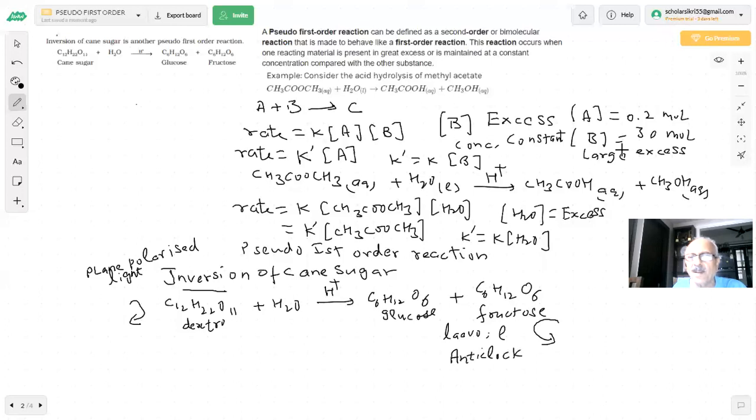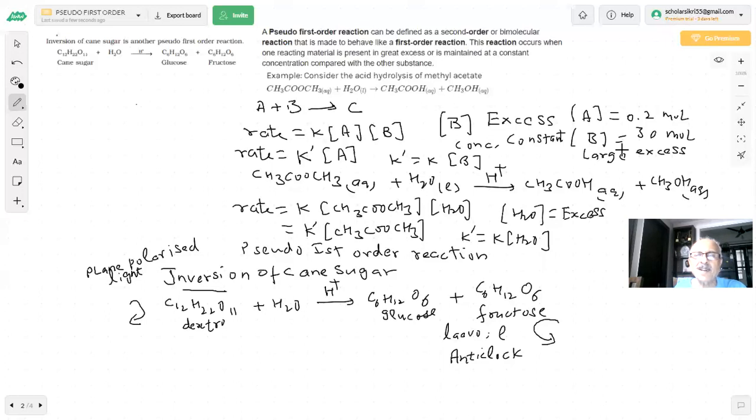Anti-clockwise, which is plane polarized light. So there is an inversion of the configuration. Why? Because the specific rotation of this is having some value. This is dextro, but this is levo. The value of this is more than this, around 92, and this is 60. So the overall change is from dextro to levo. That is why we call this reaction the inversion of cane sugar.